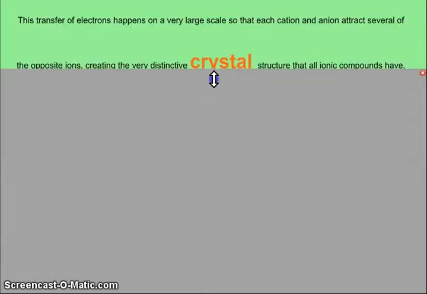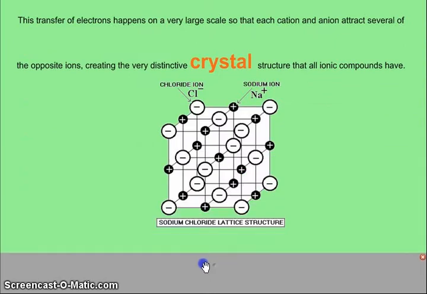Now again, this transfer happens on a very large scale, and so we end up having these crystals that we mentioned. And so sodium chloride with its 1-to-1 ion ratio, the formula unit NaCl, sets up this beautiful crystal lattice of repeating patterns of positive sodium ions and negative chloride ions. And so we have that very nice distinctive crystal structure.